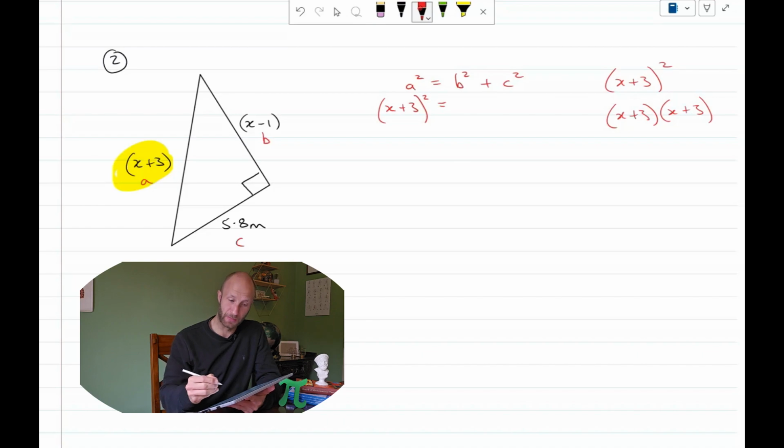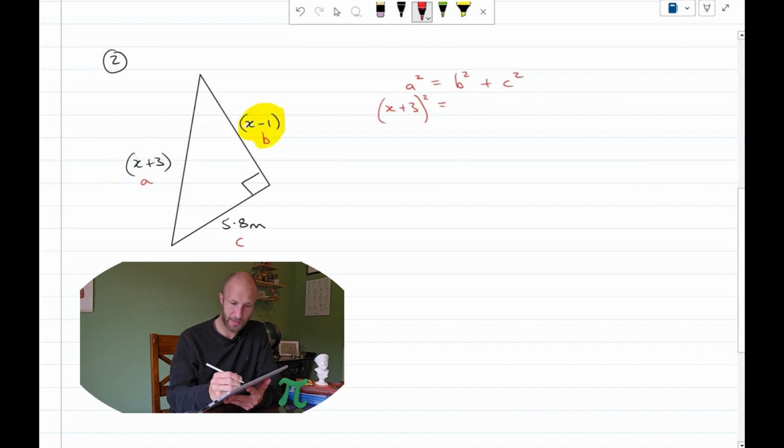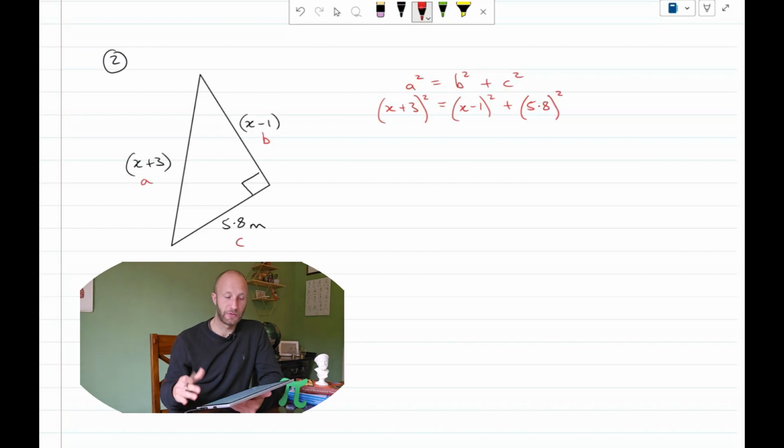So we need to know how to deal with expanding brackets. B is x minus 1. Here it is. So that can go in again, must go in a bracket. And then C is just 5.8, which I've now rubbed out by mistake. Sorry, 5.8. So that goes in here in a bracket squared as well. If you don't know how to square brackets or multiply brackets, you need to go back and watch the videos on that or practice that skill.